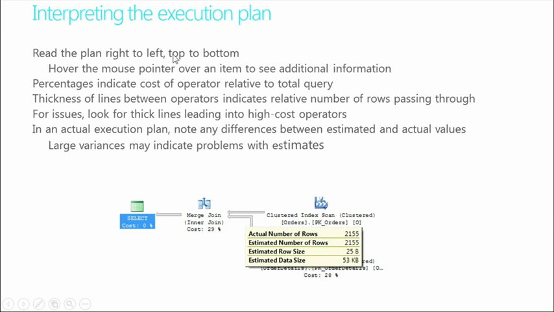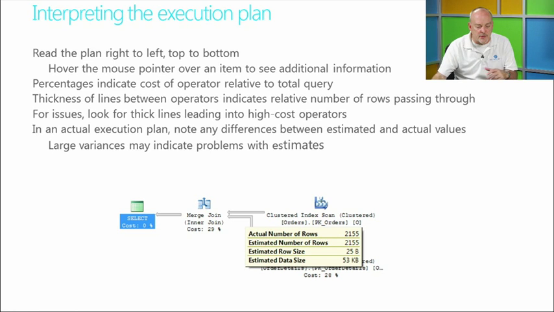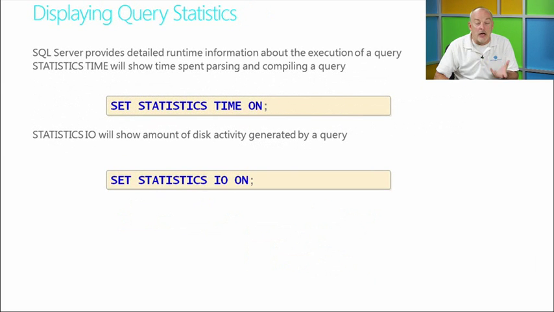So read the plan right to left, top to bottom. Hover the mouse pointer over the operators. He'll show you that when we get in there. The thickness of lines between operators indicates the relative number of rows passing through. So there are some visual items that you should be familiar with because they'll give you an idea as to what's happening. The visuals, in addition to the rollovers of detailed information, will be beneficial when you're looking at query plans and how to optimize or interpret them.